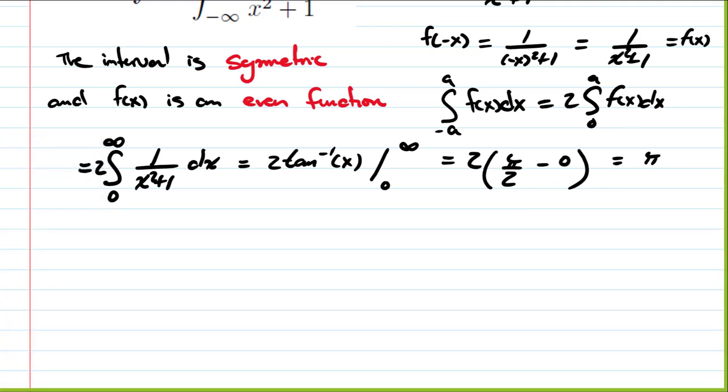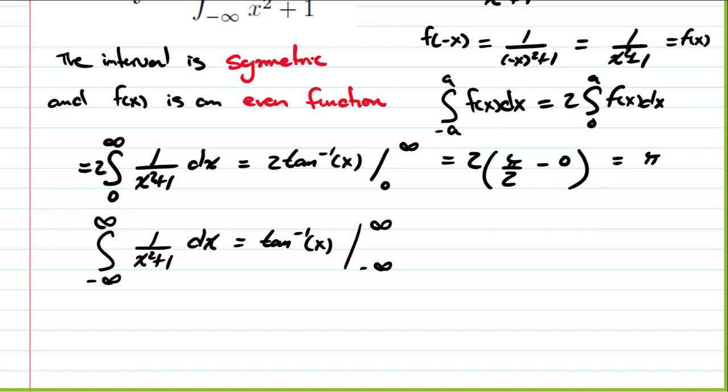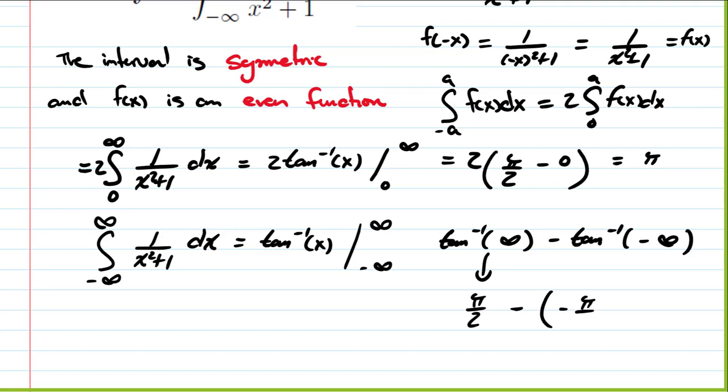So it's worth noting, if you didn't do the whole even function thing, we still have that the antiderivative is inverse tangent of x, right? So essentially it's going to be the inverse tangent of infinity minus the inverse tangent of negative infinity. Well, we already knew that this one is pi over 2 minus the other asymptote of tangent, which is negative pi over 2, because its domain is from negative pi over 2 to pi over 2. Add those up and you get the same thing, right?